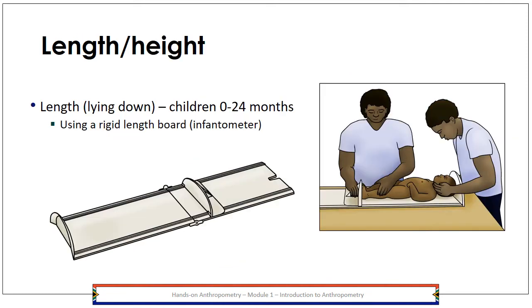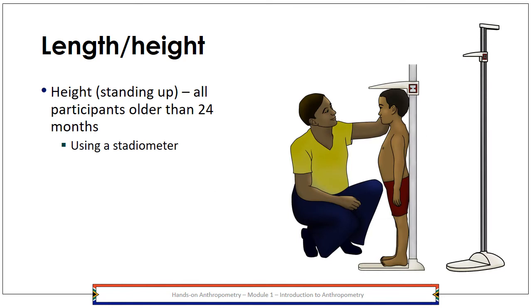We will also measure length or height in all the participants. We use the term length when we measure the person lying down. This is done for babies and children up to the age of 2 years. A rigid length board, also called an infantometer, is used to measure length.